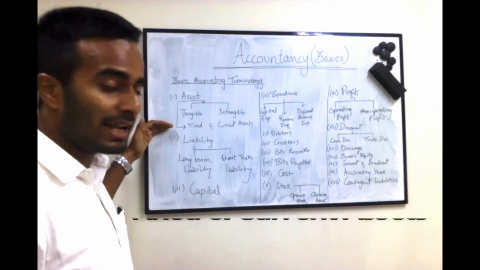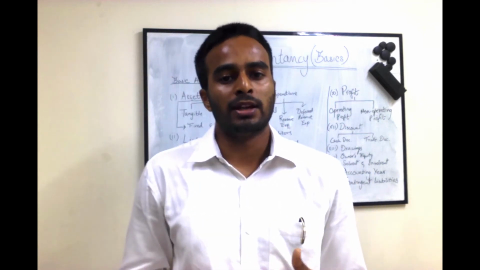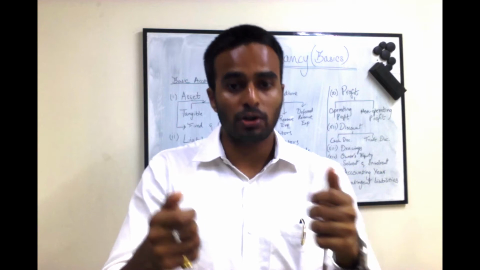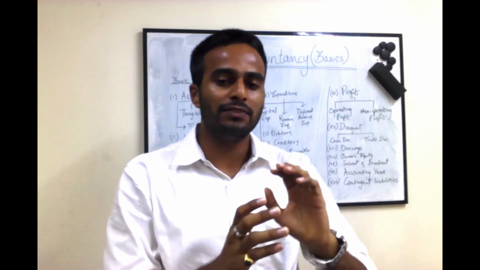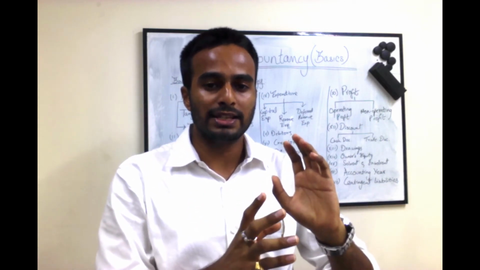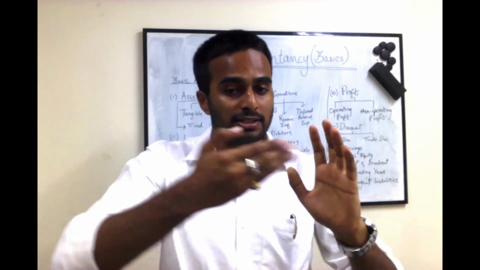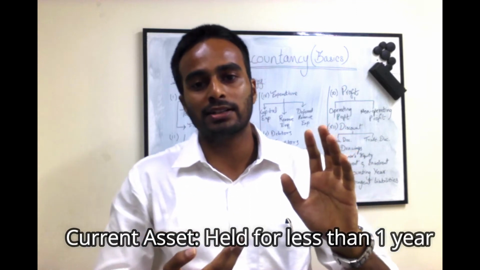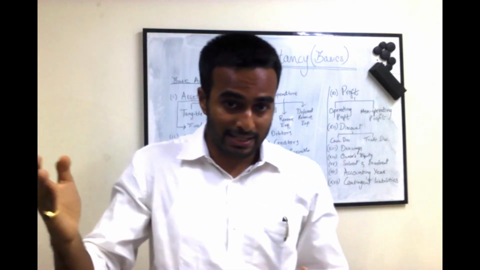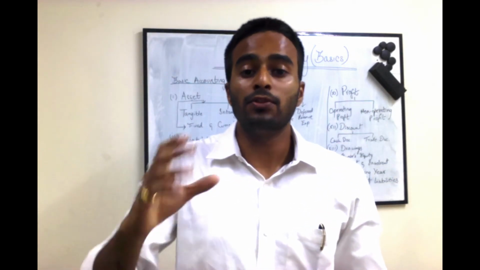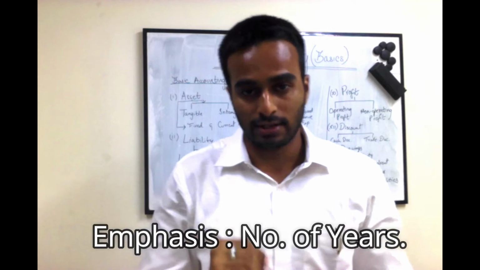Then we have fixed and current assets. Now what does a fixed asset mean? What does a current asset mean? Can a laptop be a fixed asset or a current asset? So when we say fixed asset, the only thing that the definition says is if it is held for more than 1 year, it will be called a fixed asset. If it is held for less than 1 year, it will be called a current asset. So a laptop or maybe a mic or a duster can be a fixed asset or can be a current asset, depending on for how many years we are holding it, whether more than 1 year or less than 1 year. As simple as that.